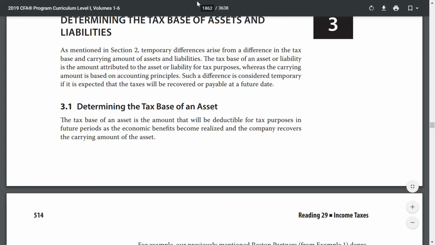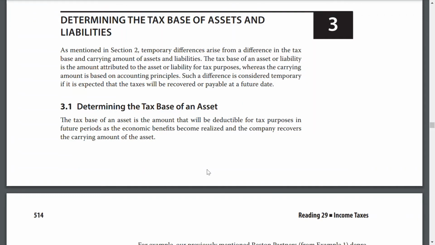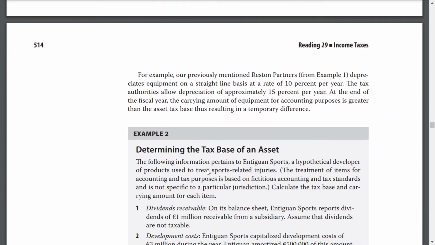Determining the tax base of an asset. The tax base of an asset is the amount that will be deductible for tax purposes in a future period as an economic benefit is realized, and the company recovers the carrying amount of the asset. For example, in our previously mentioned Pinto Construction, example 1, the company depreciates equipment on a straight line basis at a rate of 10% per year. The tax authorities allow depreciation of approximately 15% per year. At the end of the fiscal year, the carrying amount of equipment for accounting purposes is greater than the asset's tax base, thus resulting in a temporary difference.